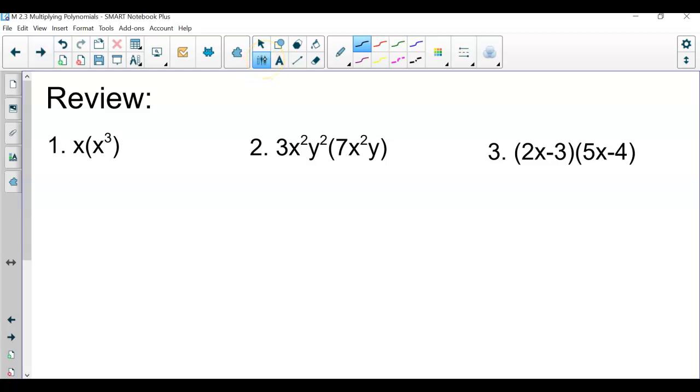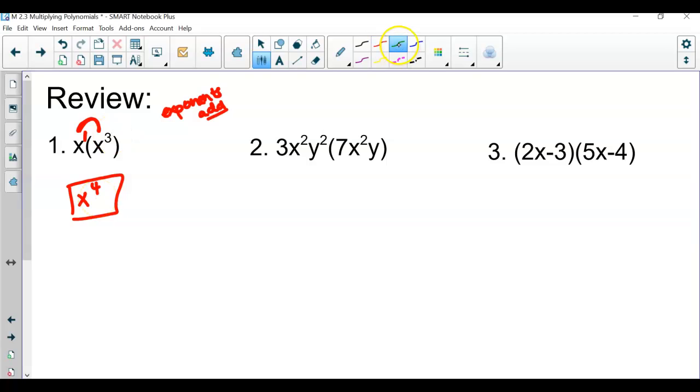So for the first one, this is just x times x to the third. Review, guys, that when you're multiplying, you're always taking the exponents and adding them together. So if I have x times x to the third, I now have x to the fourth here. And again, that is x to the first power, and 1 plus 3 is 4.